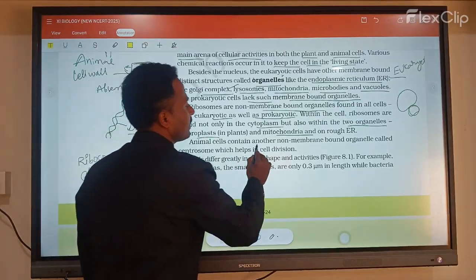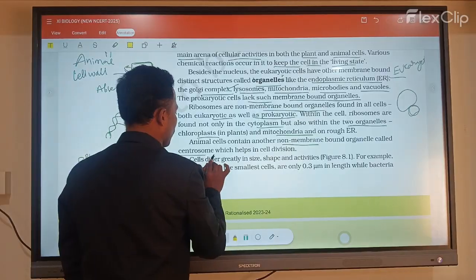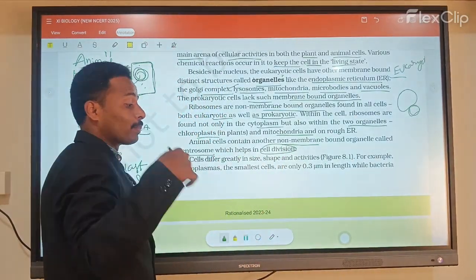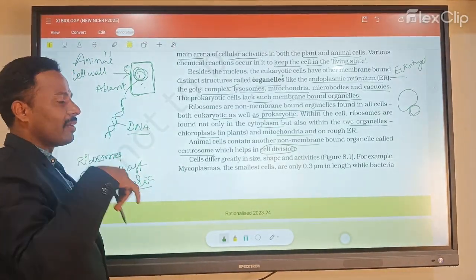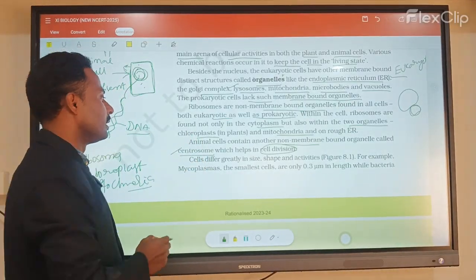The animal cell contains another non-membrane-bound organelle called the centrosome, which helps in cell division. In the plant cell, there are plastids. Animal cells have this one special feature, the centrosome, which helps in cell division.